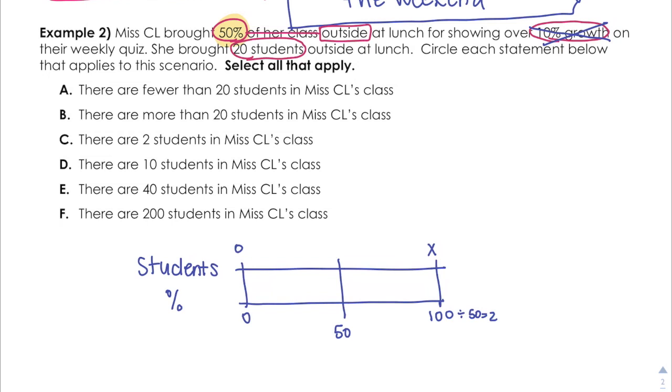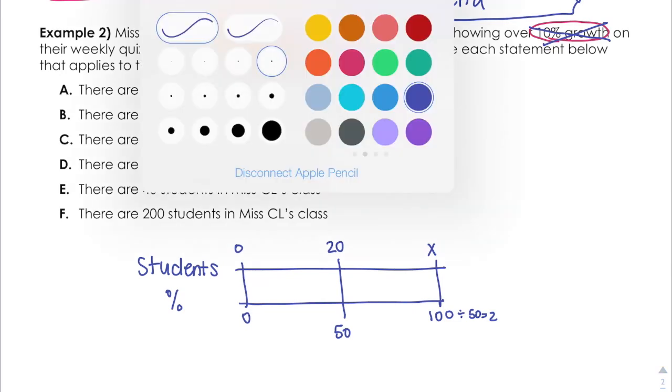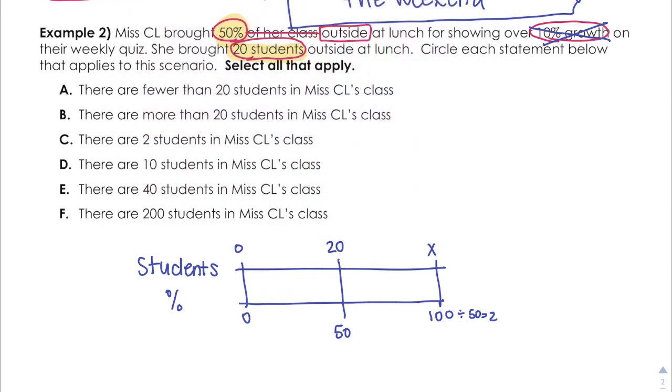Okay, now going back, it says 50% of my students were outside and that I brought 20 students outside for lunch. So that means 50 and 20 go together on the number line. Let's see how many sections it takes to go from 0 to x, and it's pretty obvious, but it's 2 sections. So what I need to do is multiply 20 times 2 to get to x. We know 20 times 2 is 40. So the total number of students that I had in my class with me was 40 students.